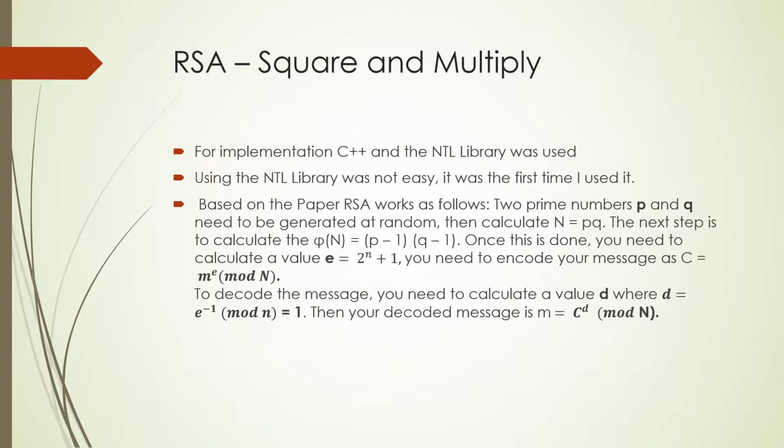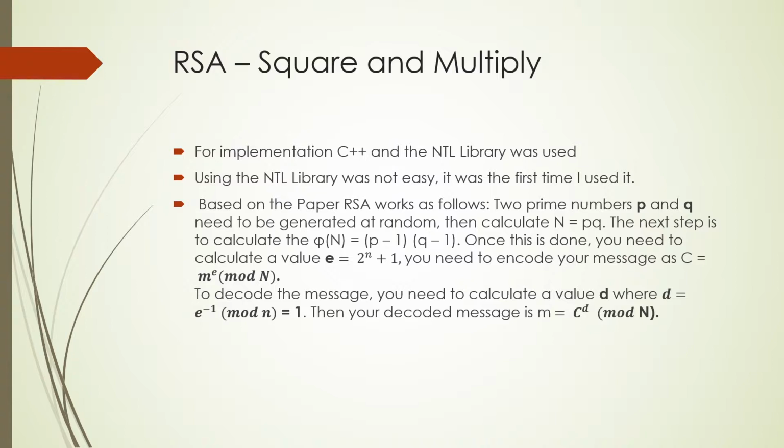But I learned with the square multiply, after implementing it, that the way it works is that you generate two random prime numbers, p and q, then you calculate n, which is p times q, then you calculate your phi of n, which is p minus 1 times q minus 1, and then you calculate your public key E value, and then encode your message as your message to the power of your key value E modular N.